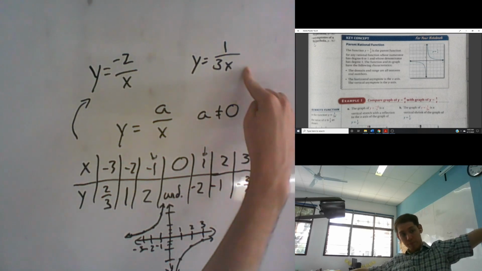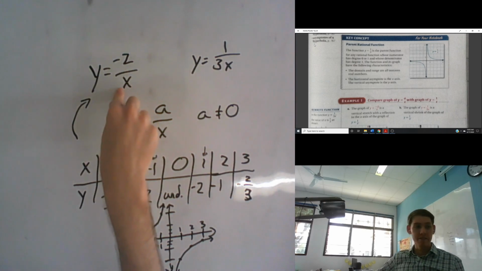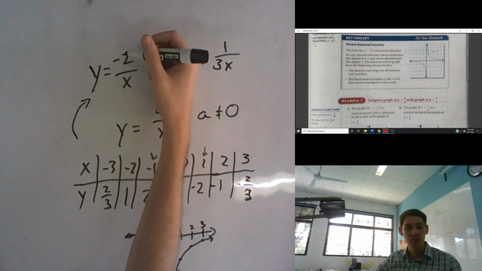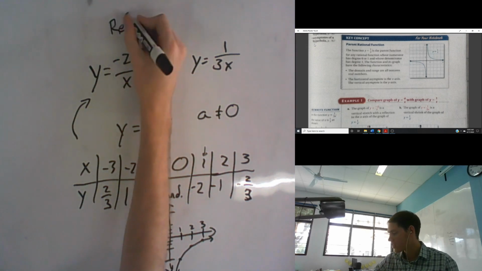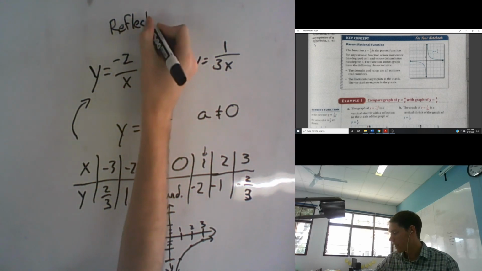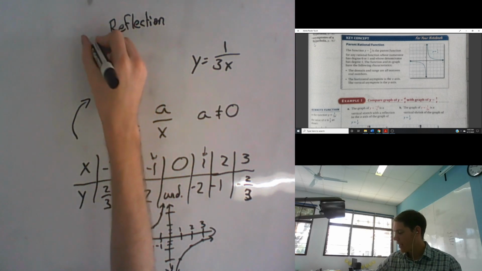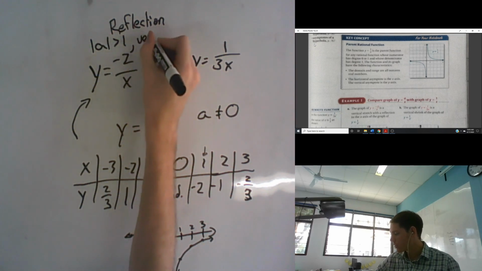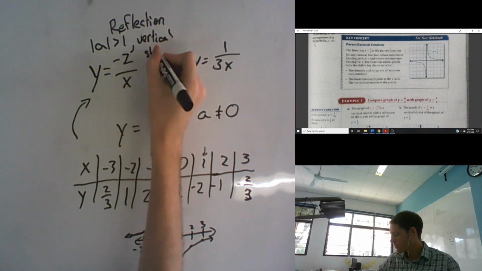This, 1 over 3x. Okay? So this is a negative. Now guys, what does a negative do to our graph? What kind of transformation is it? Well, this would be reflection. Okay? Reflection. And this 2, the absolute value of a is bigger than 1. So this is a vertical stretch.